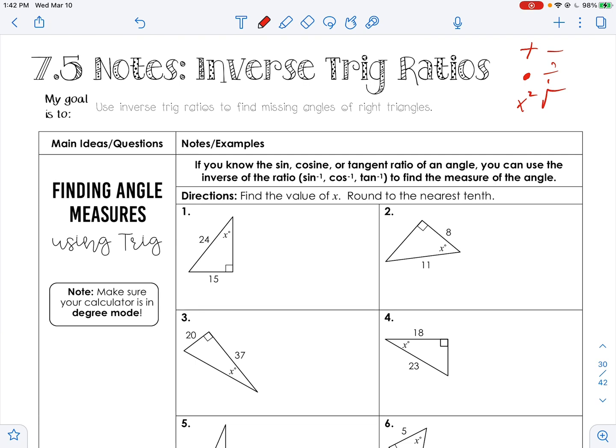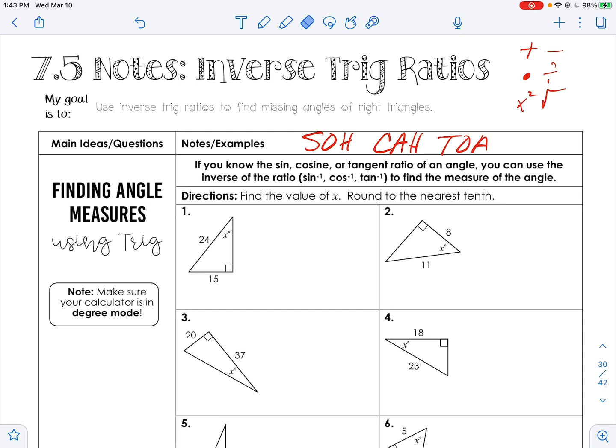So we need to know the inverses of all the trig functions. So don't forget, SOH CAH TOA: sine, cosine, tangent. If you know the sine, cosine, or tangent ratio of an angle, so you know the number on top divided by the number on bottom, you can use the inverse ratio: sine to the -1, cosine to the -1, tan to the -1, or arc sine, arc cosine, arc tangent. Those are also known as arc sine, like that. You can use that to find the degree.